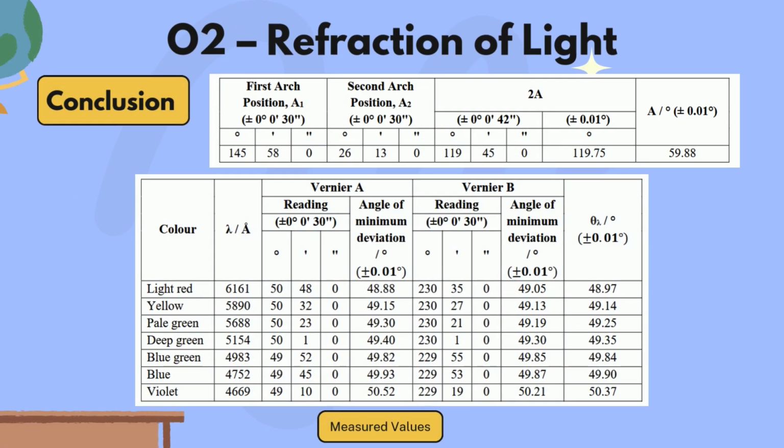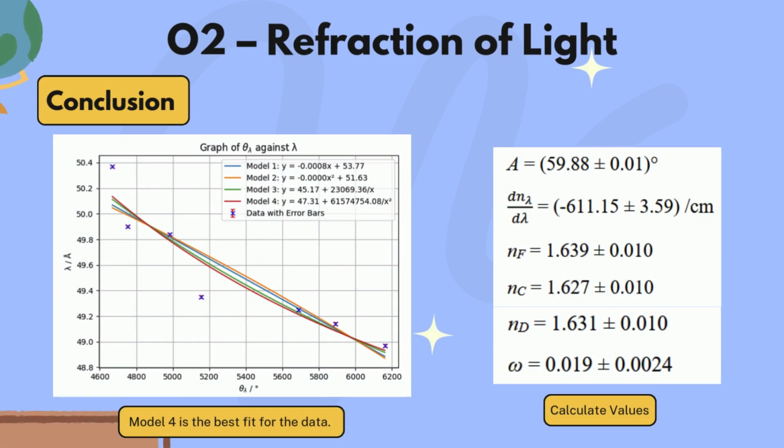Here you can see the measured values which I have obtained and tabulated. When I plotted out these values, I found that model 4 is the best fit for the data. And by using this model, I managed to find the dispersion of the prism as well as the dispersive power, as shown on the right-hand side of the screen.